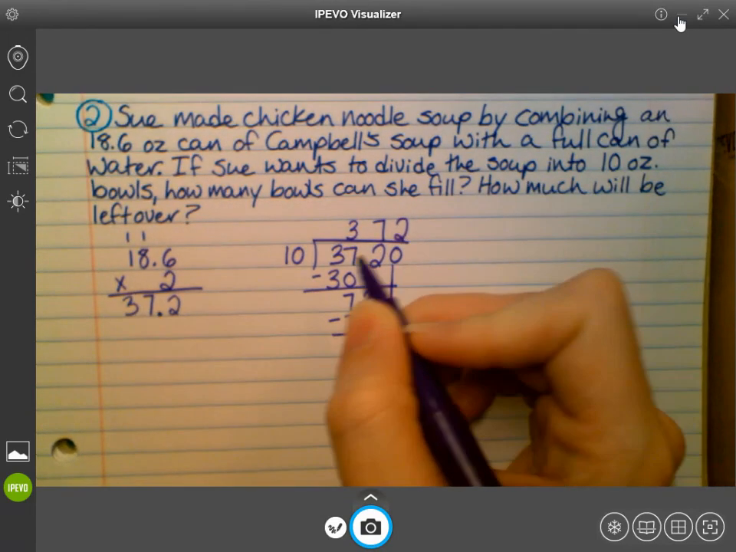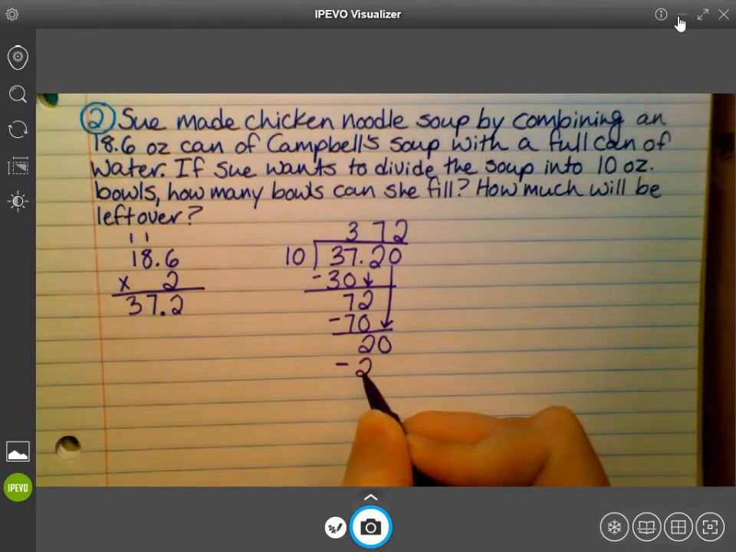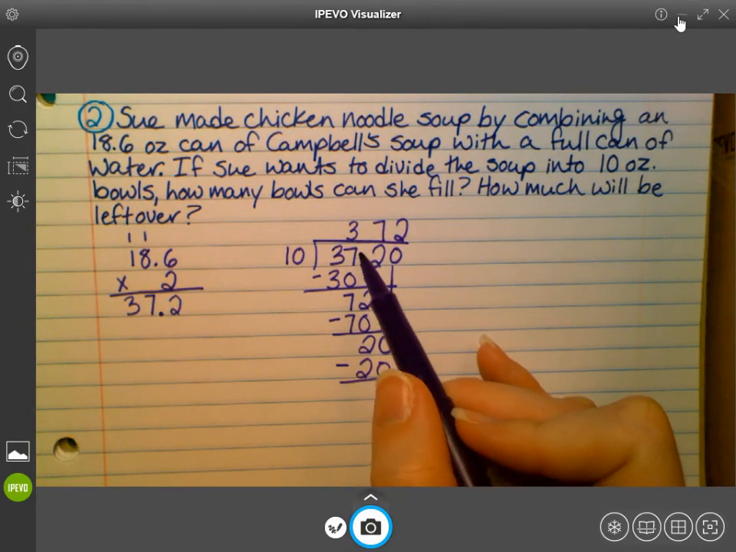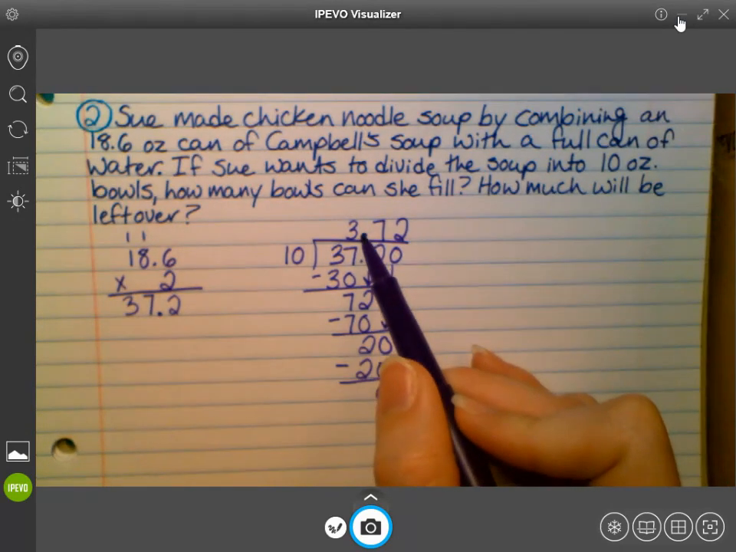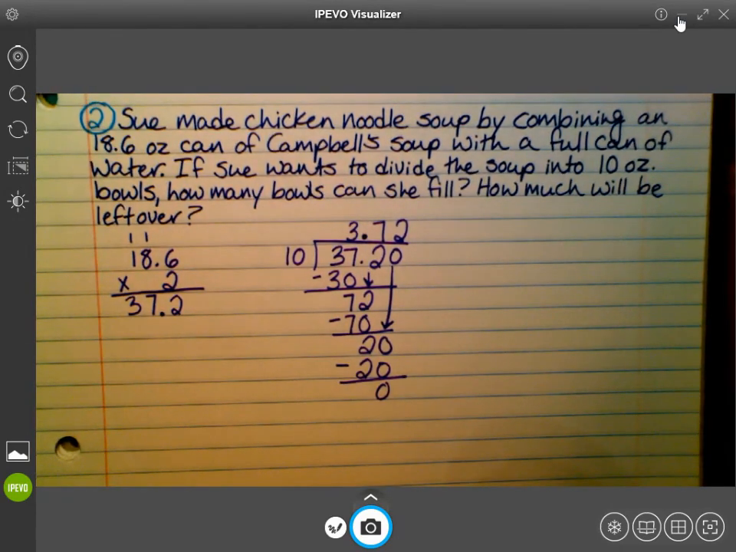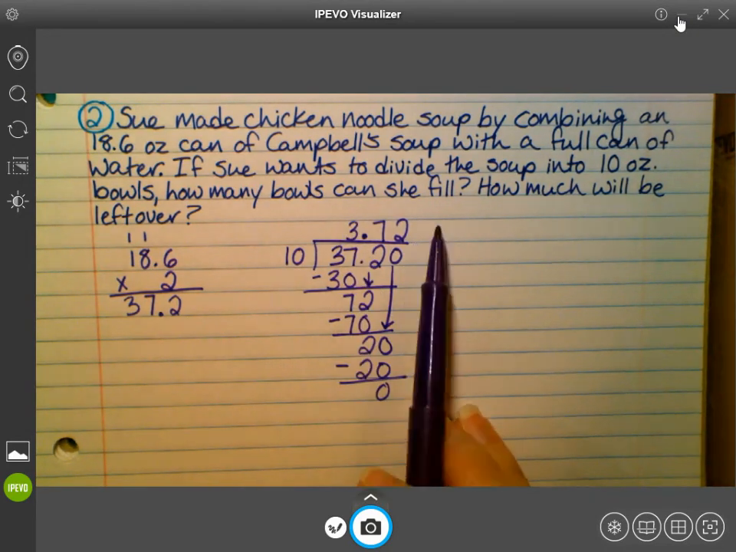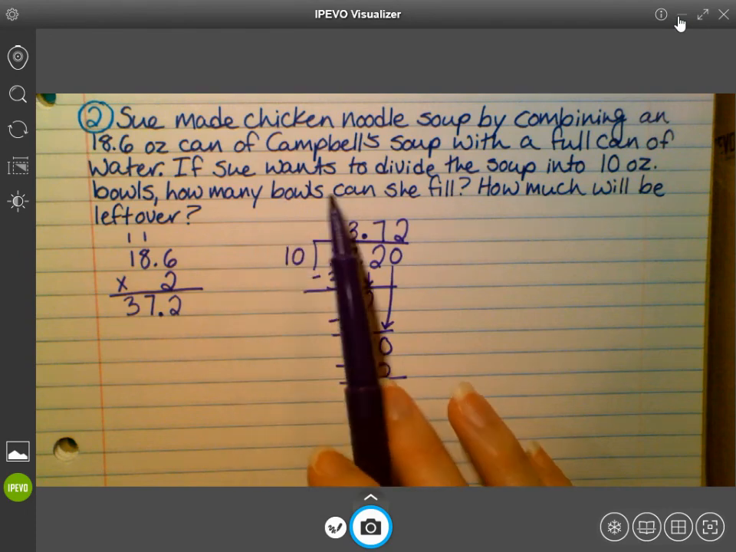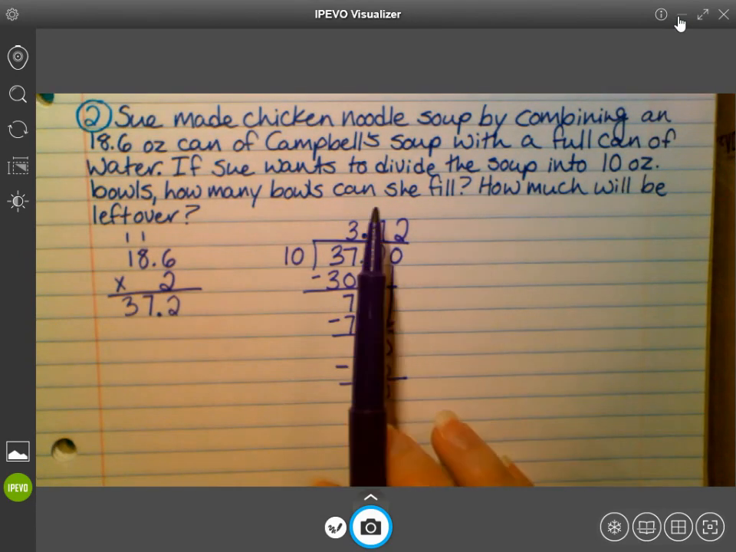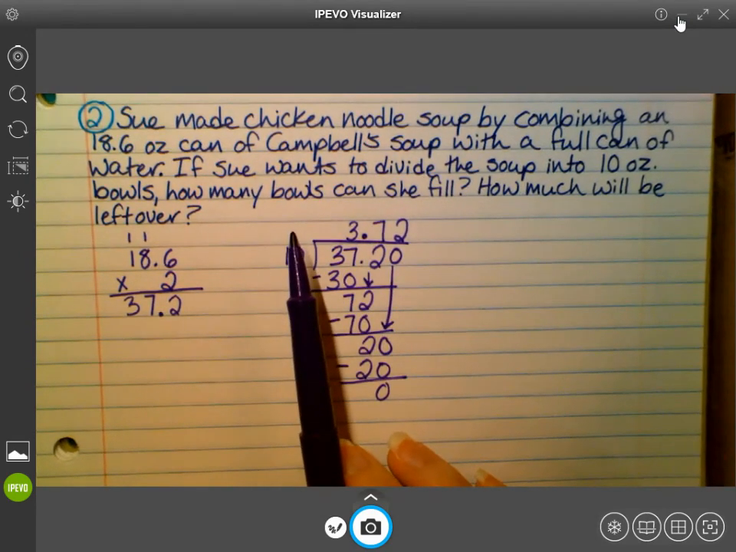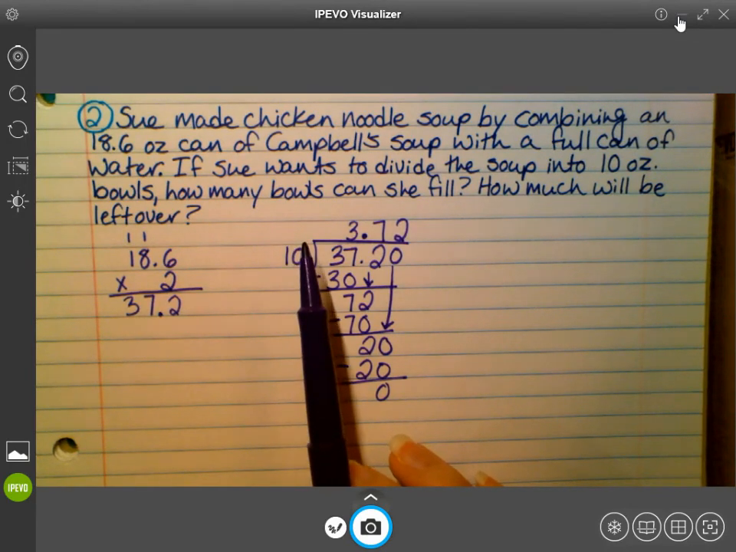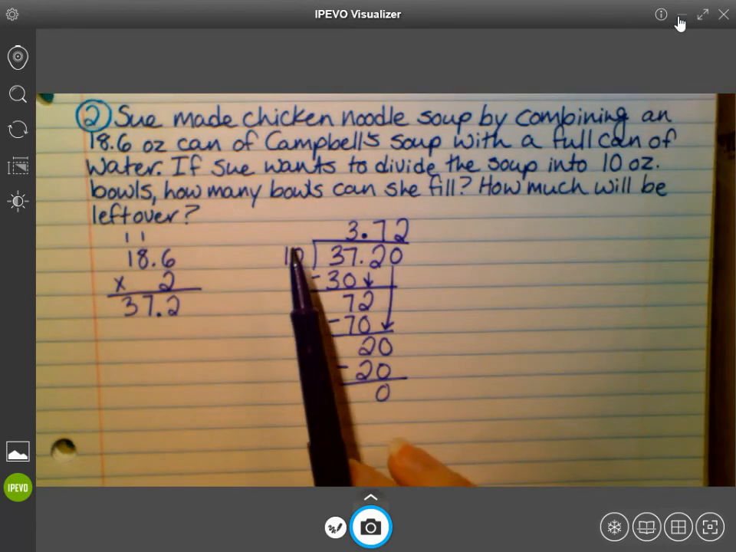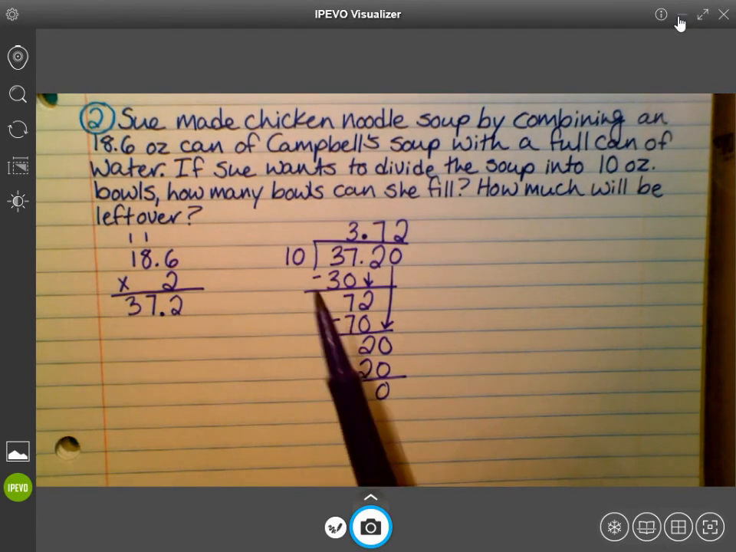2. 10 times 2 is 20, so I subtract 20. I get 0. My decimal goes straight up. So, when I look at this answer, I can answer both of the questions because they ask how many bowls can she fill and how much will be left over. Well, 5th grade, how many full bowls can Sue fill? 3. We have the whole number 3, so that means 10 ounces can go in 3 full times. She can fill 3 bowls.